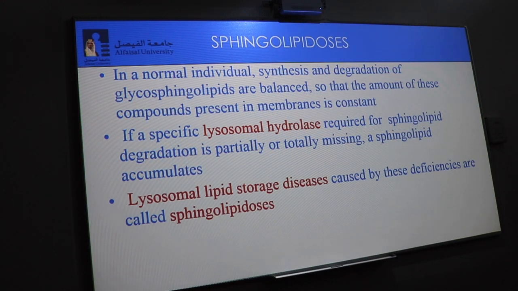Now we have a group of disorders called sphingolipidosis or lysosomal lipid storage disease. Okay, what are these diseases? You remember the glycogen storage disease? So it's a group of disorder related to the metabolism, synthesis or degradation of glycogen. Here, same, you have problem in the synthesis or degradation of these sphingolipids. They are collectively called sphingolipidosis.